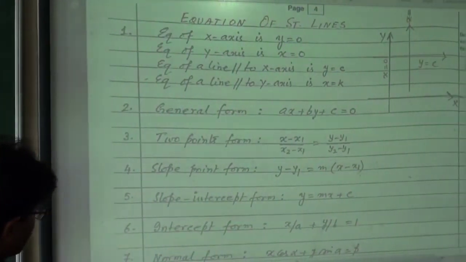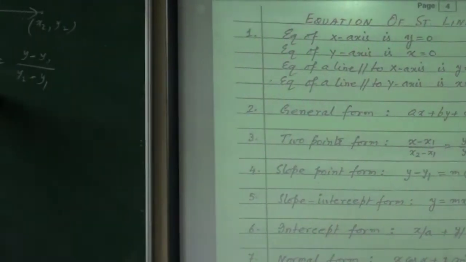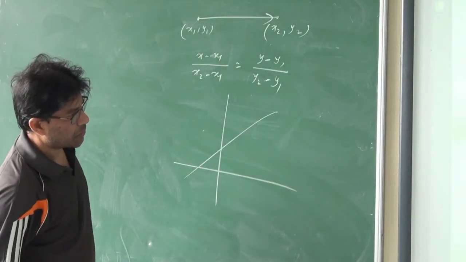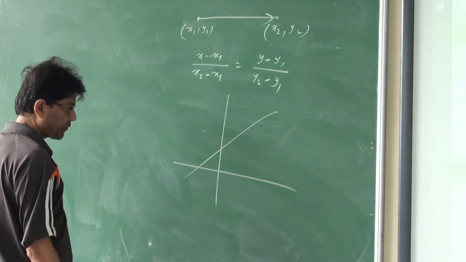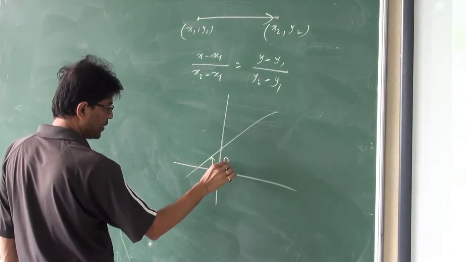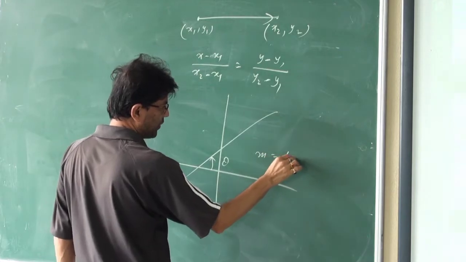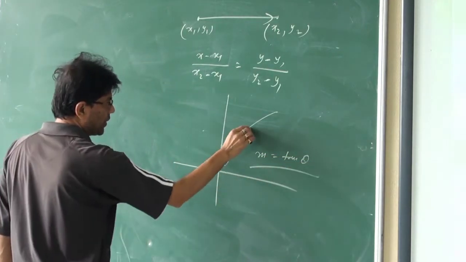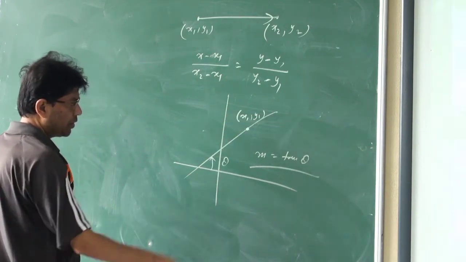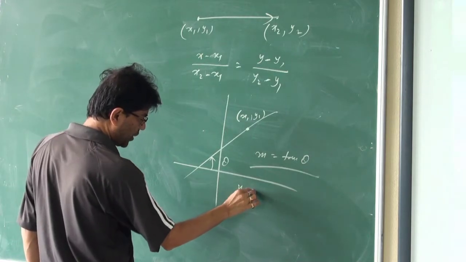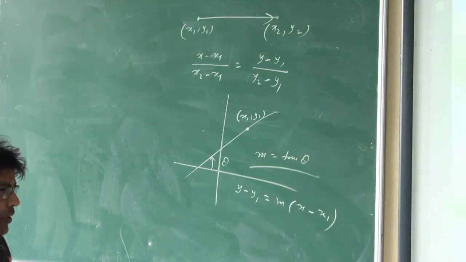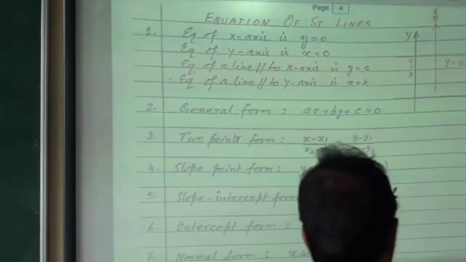Next is slope point form, when slope is given and a point is known. This is the line. This angle is theta, slope m is tan theta. There is one point on this line, suppose x1, y1. Then equation of this line will be y minus y1 is equal to m into x minus x1. This is called slope point form.